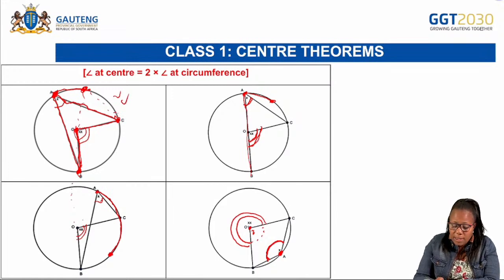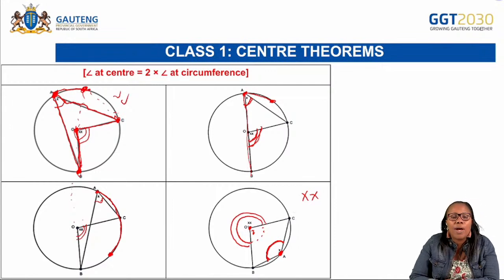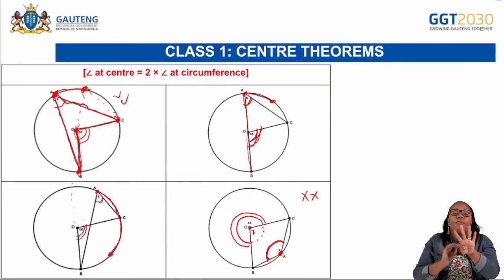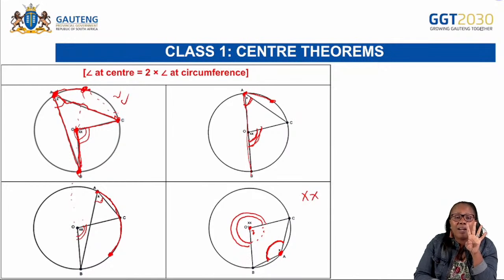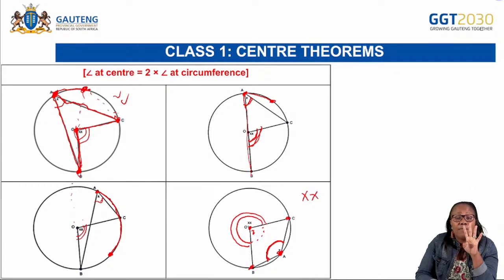All right, and then the misconception about this last one here is that some learners think that ABOC is a cyclic quad. Grade 12, in order to be a cyclic quad, all 4 vertices, all corners of your quadrilateral, must touch the circumference. But in this case, you can see that it's only A, B, and C that are touching the circumference. Therefore, there's no way that this diagram can be a cyclic quadrilateral. That is a misconception, all right?